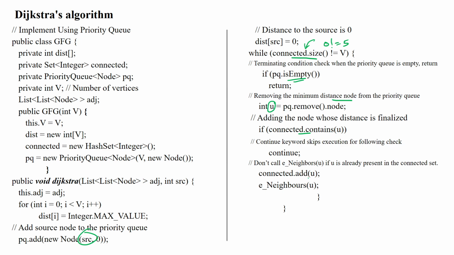If it is false, we are going to add that u into connected. So now we are taking the zeroth vertex into the single source shortest path. Then we are finding the adjacent vertices of the vertex 0.